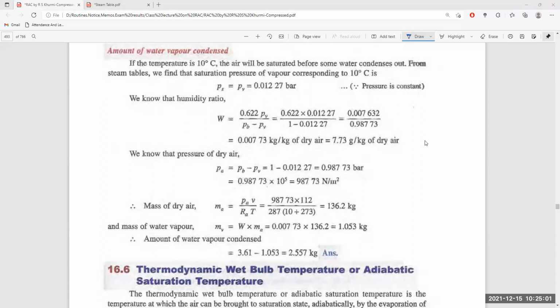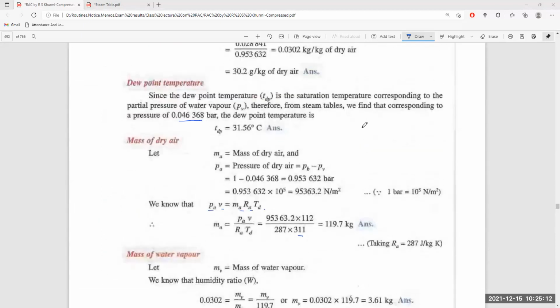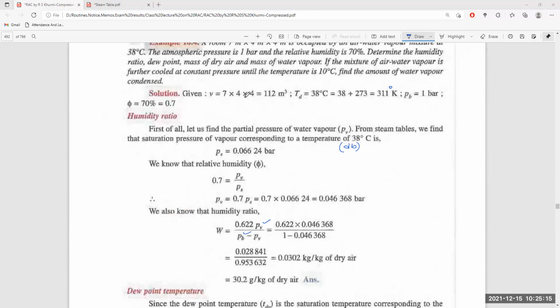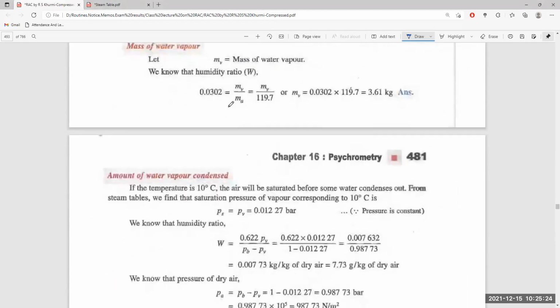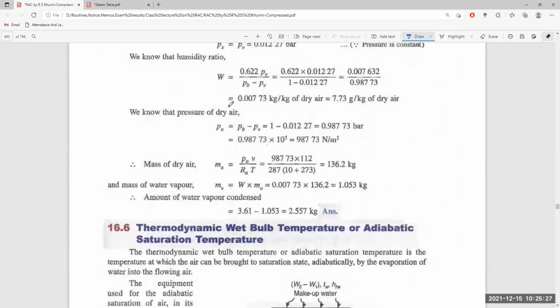So mass of dry air, if we put it in the gas equation, then PA is given, the volume is given as 112, which is equal to the volume of the room, and temperature is converted into Kelvin. RA is available, so the mass of dry air is equal to 36.2. The mass of water vapor, the humidity ratio multiplied by the mass of air, is equal to 1.03 kg.